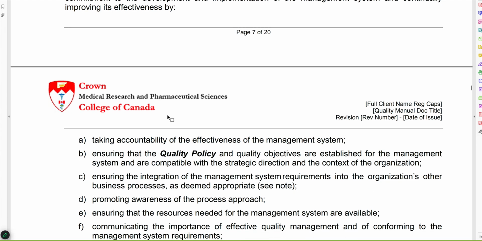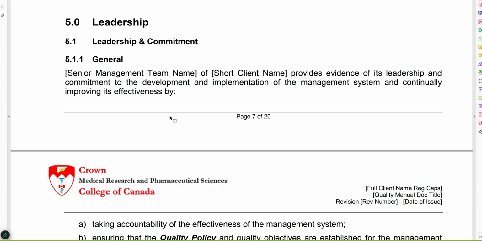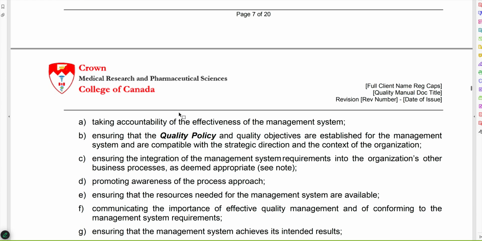The next section is about leadership. So for the leadership, obviously, we need to have committed leadership. First of all, we need to document the fact that we have a leadership. We have to list their job positions and, when applicable, their names. And then we will need, of course, to say what the senior management is doing. And what is that they provide evidence of their leadership, and they also provide evidence related to their commitment to the development and implementation of the management system and continually improving its effectiveness. Now, how we write that, again, here I just added that into this template.